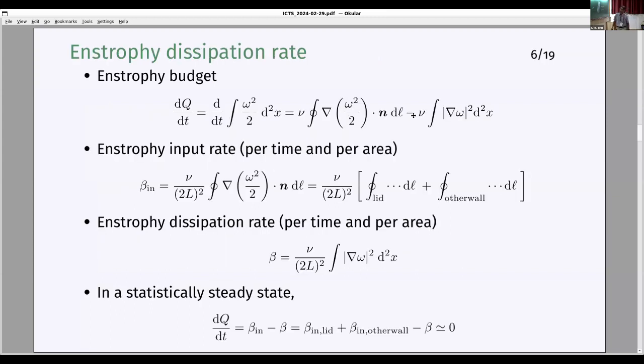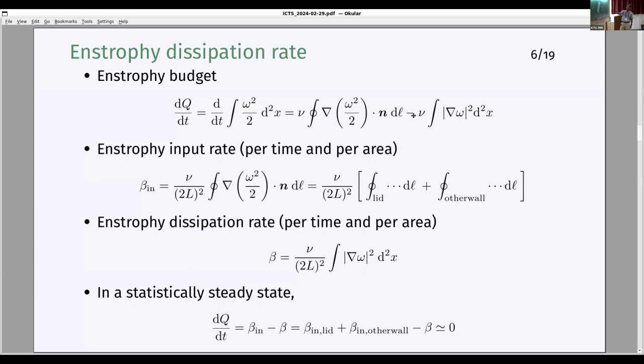So the first one, the entropy dissipation rate. I start with the entropy budget. The capital Q is the entropy. The time derivative of entropy behaves like this. Since this is not a periodic flow, we have a surface integral. The surface integral doesn't vanish because of the lid, sidewall and bottom wall. This integral is just the surface integral in 1D version, where N is the normal vector to the wall.